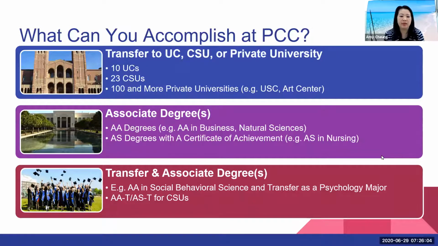So for those of you who are thinking, I know I want to transfer to Cal State, let's say Cal State LA, and I want to major in business, then you can select the transfer associate degree in business, take all the required courses at PCC, and then when you transfer to the university, they will guarantee that you finish within 60 units.